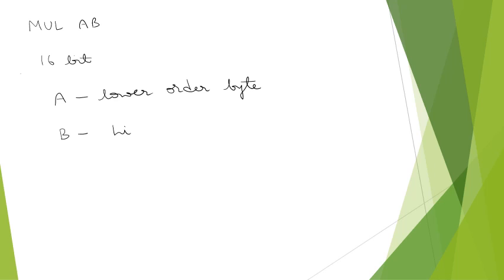Next instruction is MUL AB. The function is multiply. This instruction multiplies the unsigned 8-bit integers in the accumulator and register B. The 16-bit product of the multiplication will be stored in the accumulator and register B. The accumulator will hold the lower order byte of the 16-bit product, that is the lower order 8 bits, whereas register B will have the higher order byte of the 16-bit product.